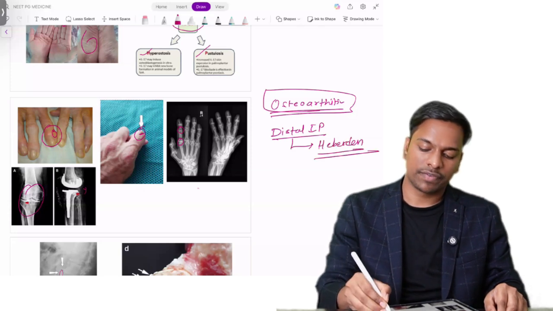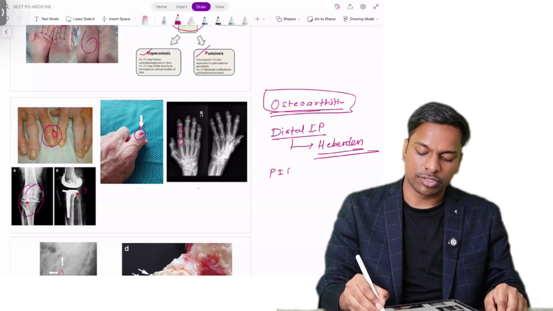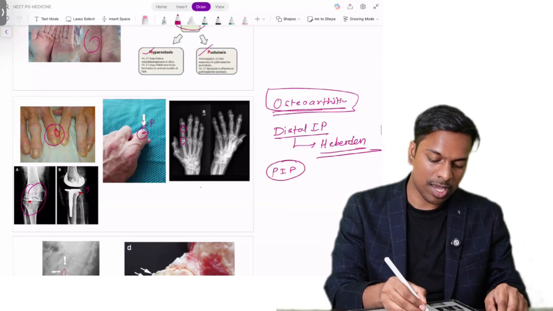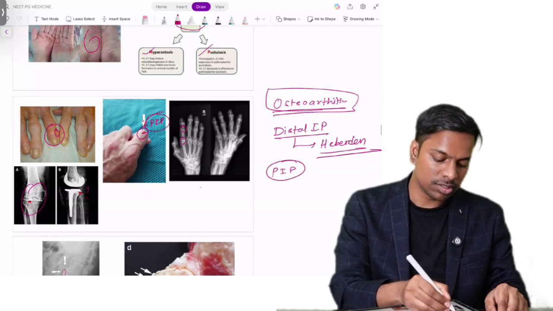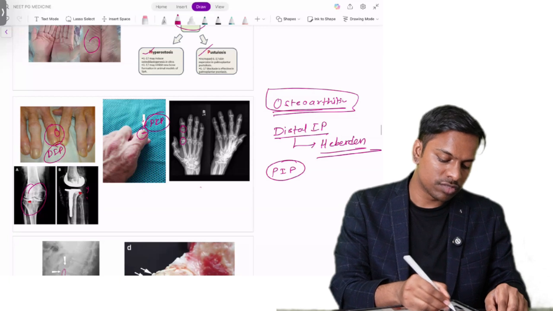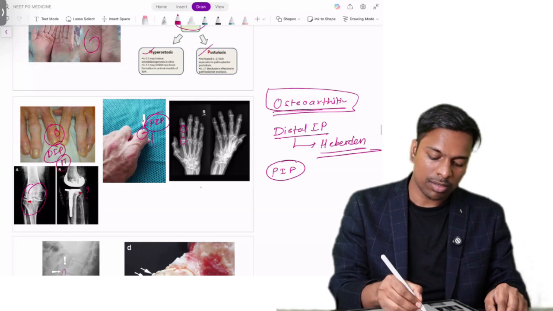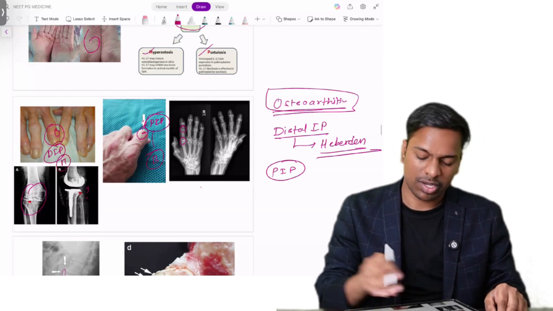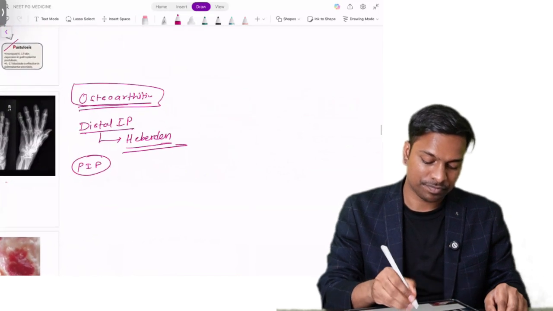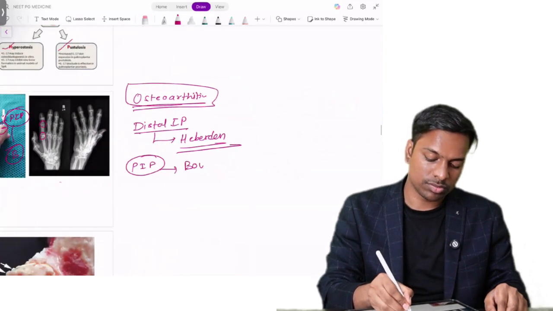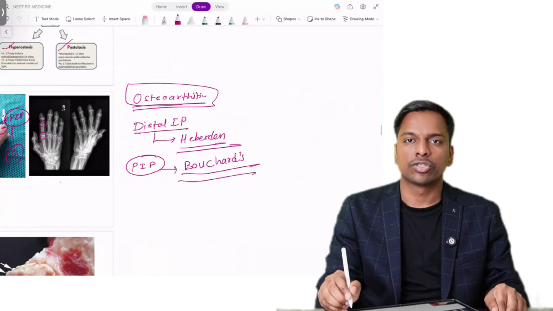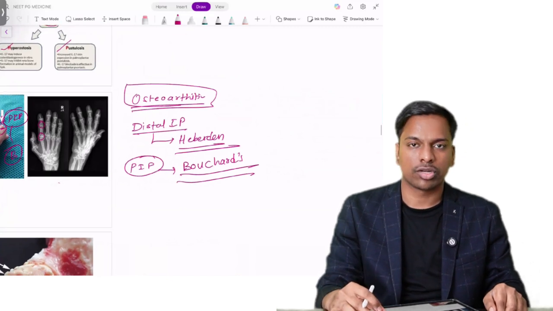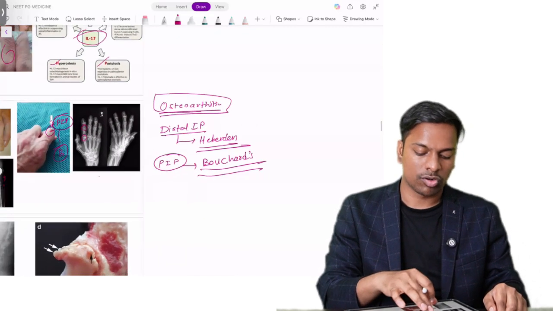Heberden's nodes. If it occurs in the proximal interphalangeal joint, like here, this is PIP, and this is DIP, right? So this will be Heberden's and PIP will be Bouchard's. I'll just write down the name. Bouchard's nodes, right? So this is what you have to remember about osteoarthritis. It can be asked in the vivas and is all basic stuff.